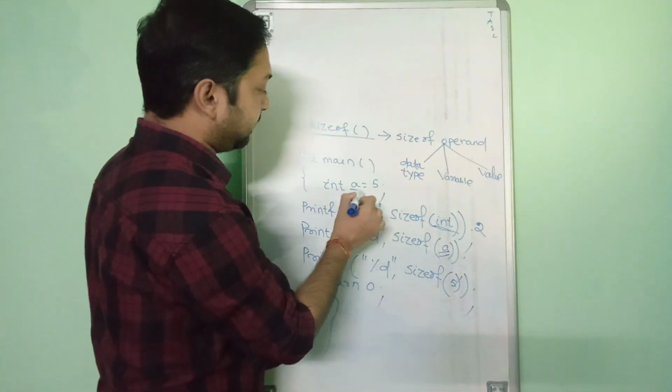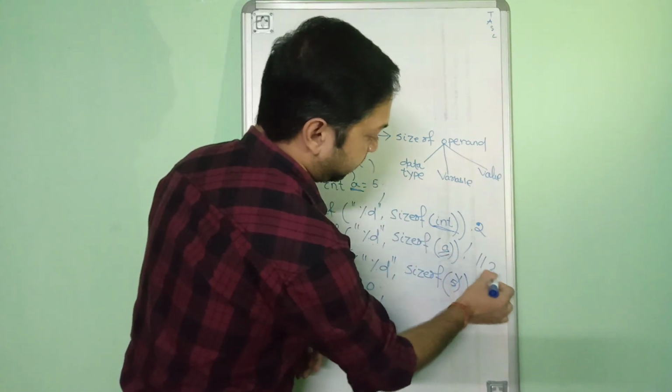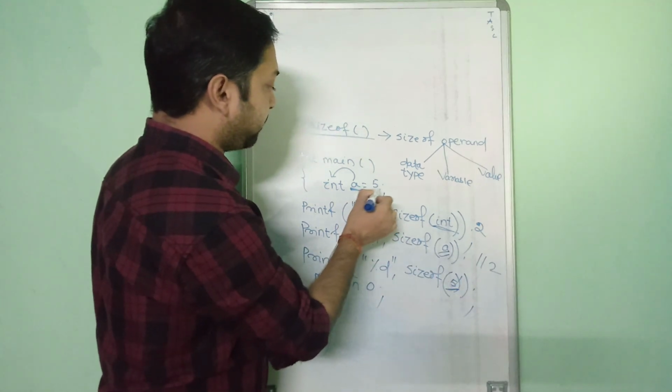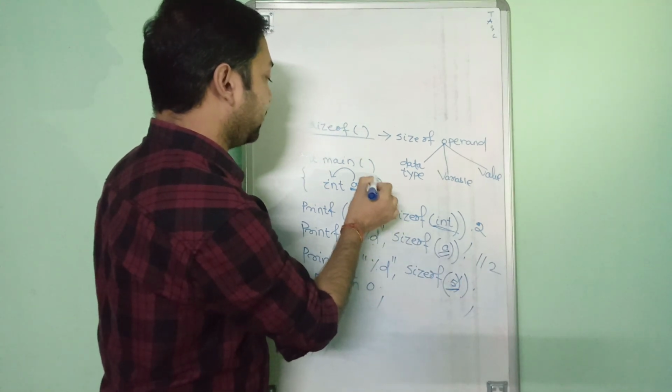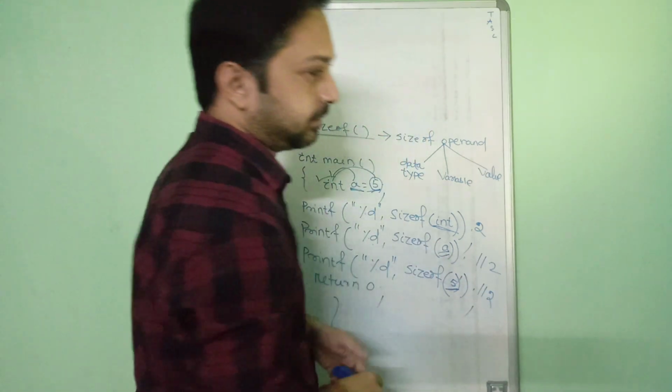So now see what is a. A is a variable of integer type. So again it takes 2. Next one is 5. So what is 5? 5 is a value of integer type. So that again takes 2 bytes.